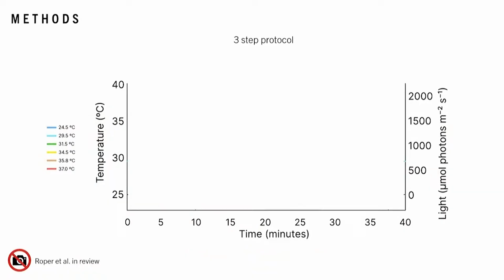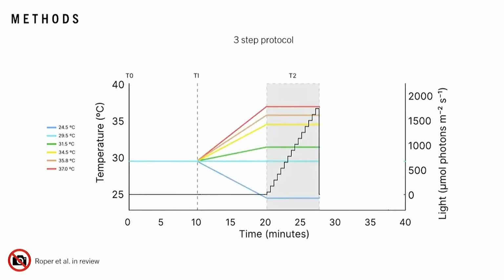So once the corals were on the thermocycler, they were subject to a 3-step protocol. Stage 1 consisted of a low light adapted baseline at ambient temperature, which in this case was 29 degrees Celsius for 10 minutes. Stage 2 consisted of a ramping of the temperature gradient across the 6 wells, with temperatures ranging from 24.5 to 37 degrees Celsius. And this was under that same low light condition.